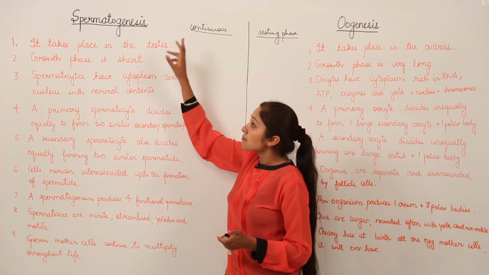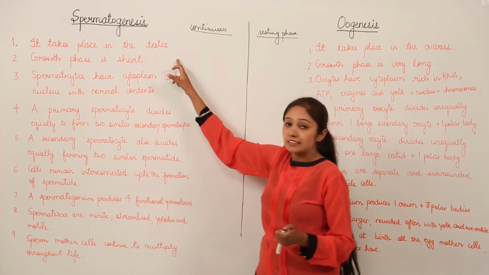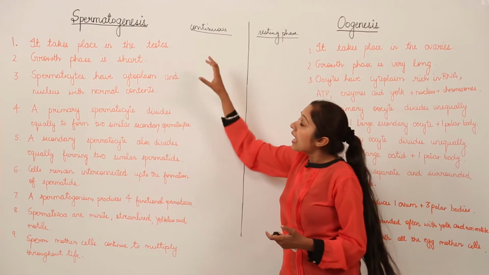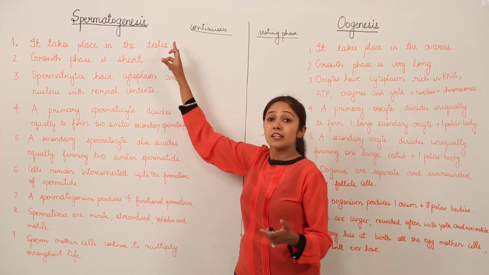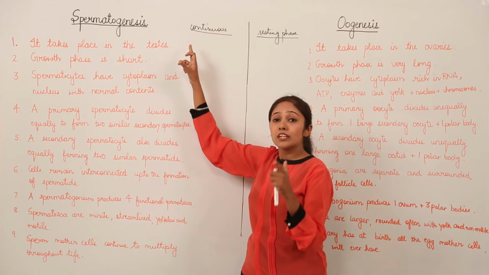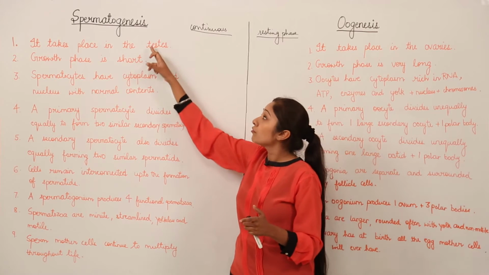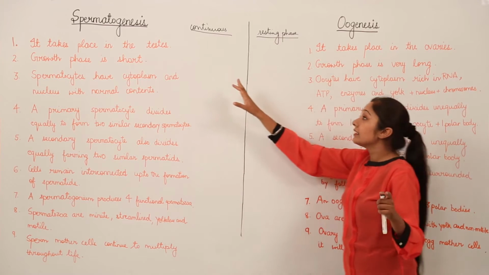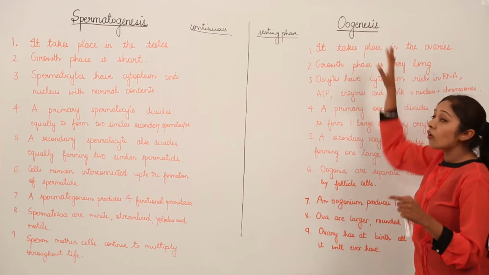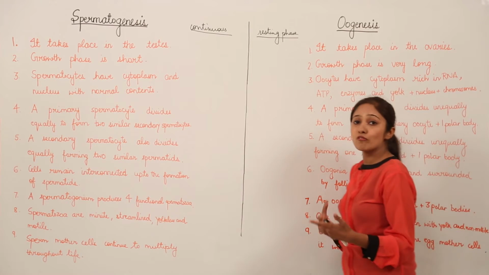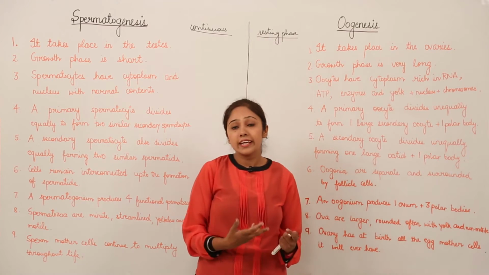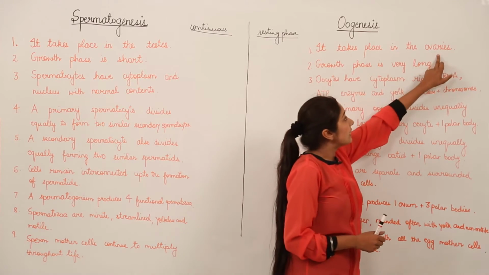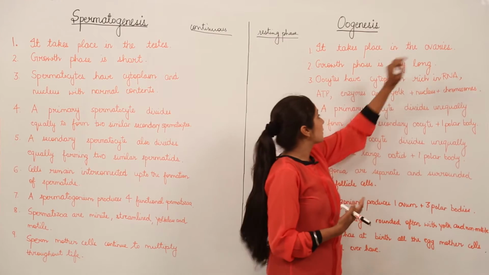Number one, spermatogenesis takes place in the testes. You all know that spermatogenesis means the formation of sperms, and the sperms are the male gametes. So they are going to be formed in male gonads, that is testes. And oogenesis is the formation of ova or egg, and ova or egg is the female gamete. So it takes place in the ovaries. Ovaries are the female gonads.